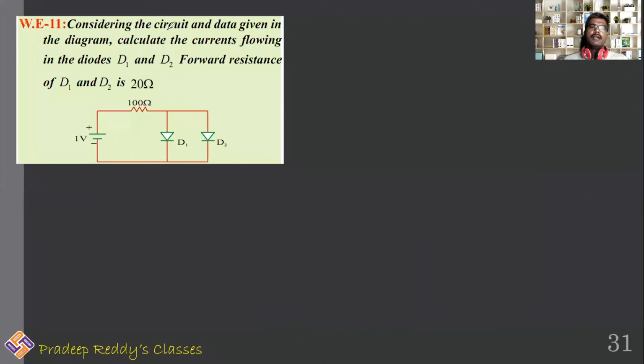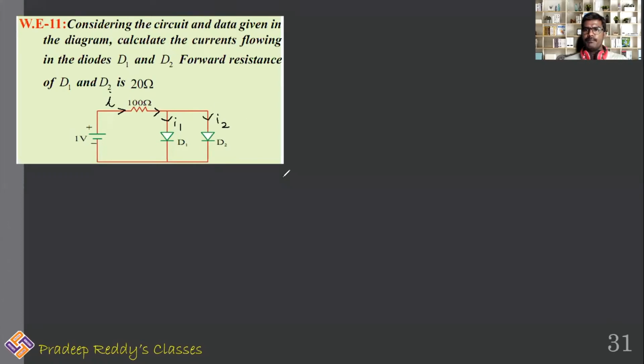Considering the circuit and data given in the diagram, calculate the currents flowing through these diodes. You want to find out the current in the circuit. For that, let me consider there is some current entering over here because you are connecting one voltage here. Current will always be flowing from the positive terminal to the negative terminal. I consider that current as I. And that current will be entering into the first diode. I consider it as I1, and then the remaining current enters into the second diode.